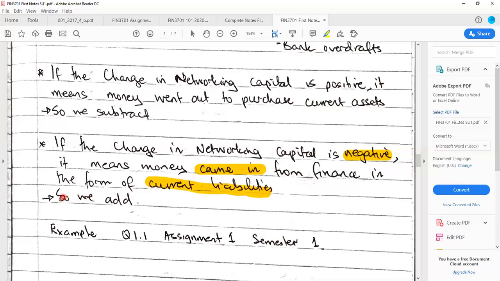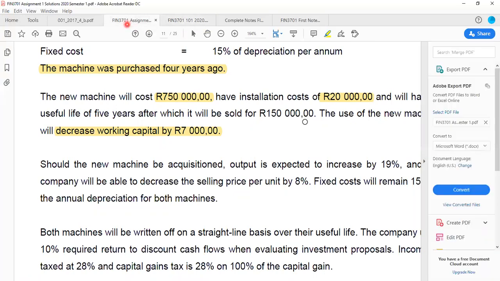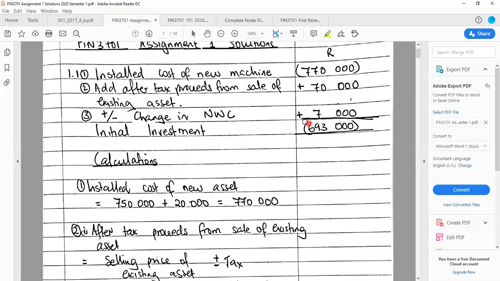So we add. This 7,000, which we've been told is a decrease, is money coming in. When our net working capital decreases or it's negative, it means money came in. But if it increases or if it's positive, it means money went out. So we put this as a positive because money came in. And then we can do our calculation, and that gives us the initial investment of 693,000. Okay, so you can rewind if you didn't get that properly, and you can just go through it again.